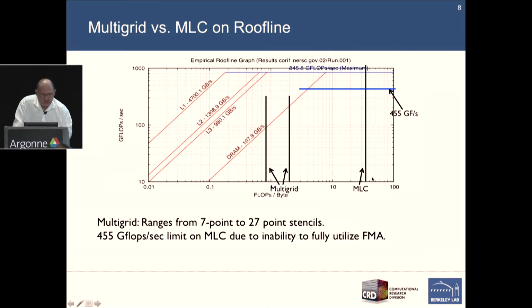Over here, here's MLC at an arithmetic intensity of 33. And I put a line here because if you look at the operation mix in computing those convolutions, it turns out not to be one add and one multiply. It's a mixture of like 3 to 1 or 4 to 1. And so you can never get the full 845 because you're not going to get all the FMAs. But 445 is a legitimate Roofline for this. I should expect to be able to do this. So let's see.